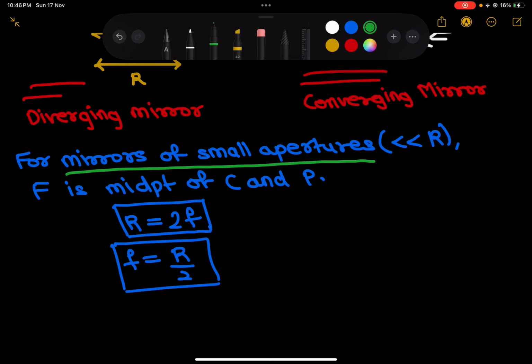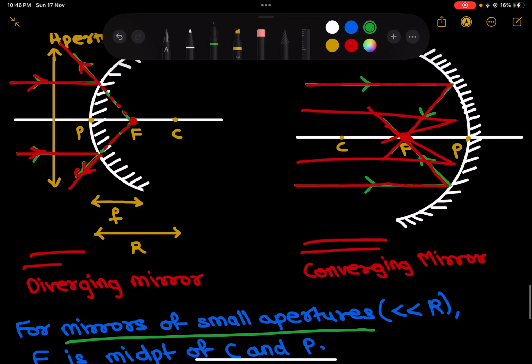Okay, so that's it for this video. So we studied the diffraction of light, we studied reflection and its laws, plane mirror formation. Then we went to spherical mirrors, we saw the types of spherical mirrors, and we saw some terms which are related to spherical mirrors. So that's it for now.